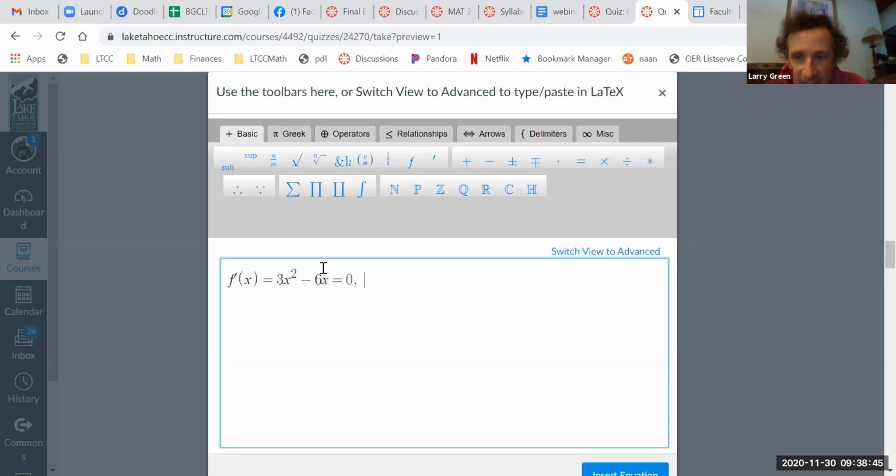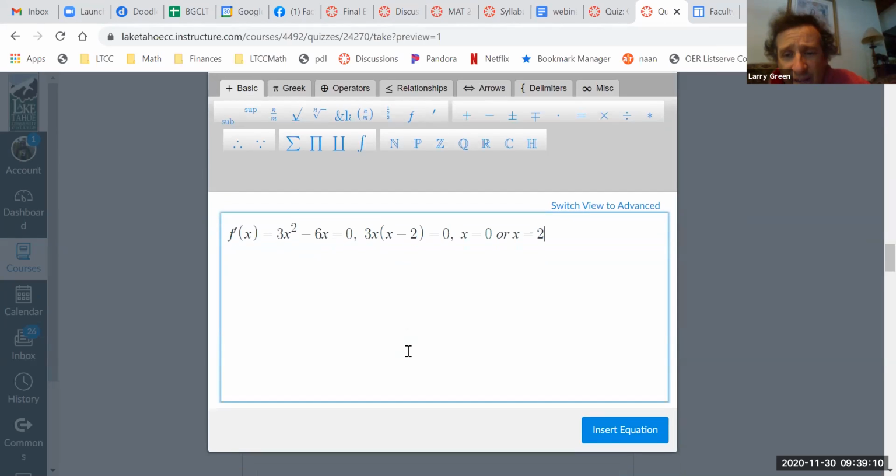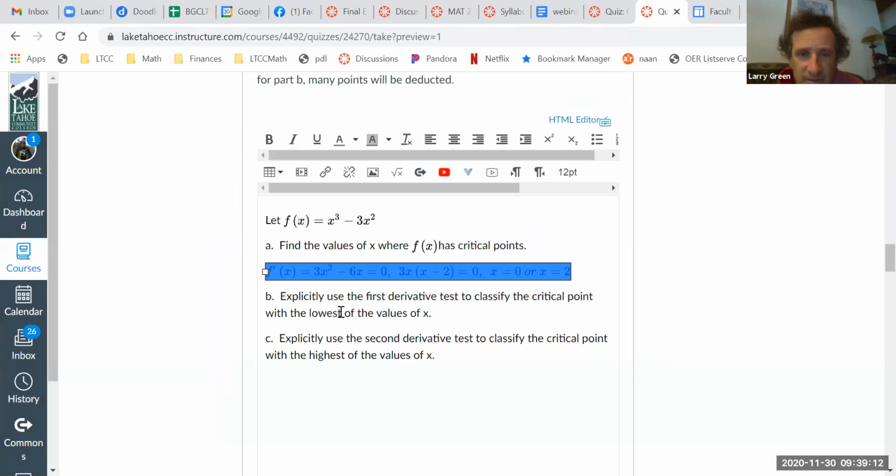Yeah, we factor out 3x, and we're left with x minus 2. I tried to make it easy, but easy doesn't always happen on the test, even though I think it might be easy. So if 3x times (x minus 2) equals 0, then x equals 0 or x equals 2. Any questions on that? Again, always easier when you're not stressed out.